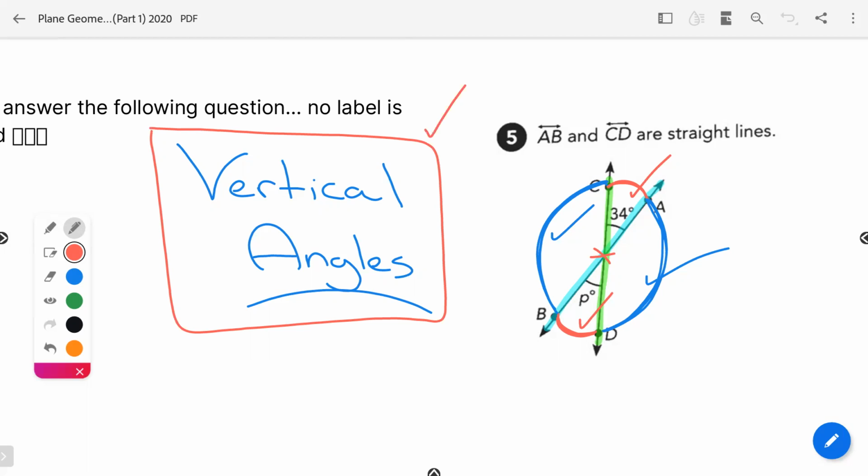Not just are vertical angles created when two lines cross, they are the angles that are directly across from one another, and vertical angles always have exactly the same value. So if you know this little sliver right here is 34 degrees, then you know the value of P is 34 degrees as well. And that, ladies and gentlemen, is vertical angles.